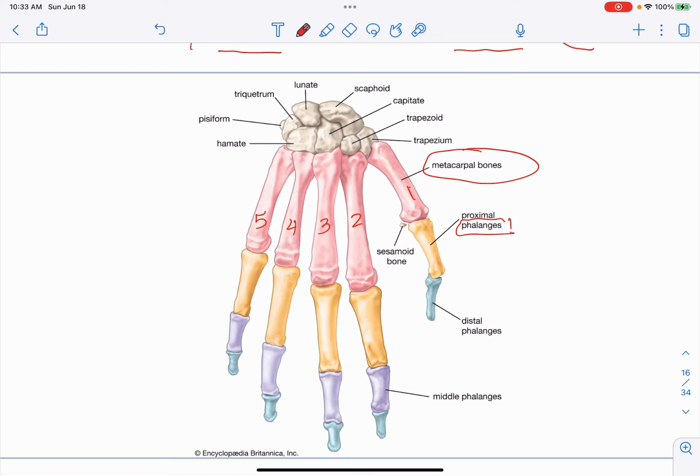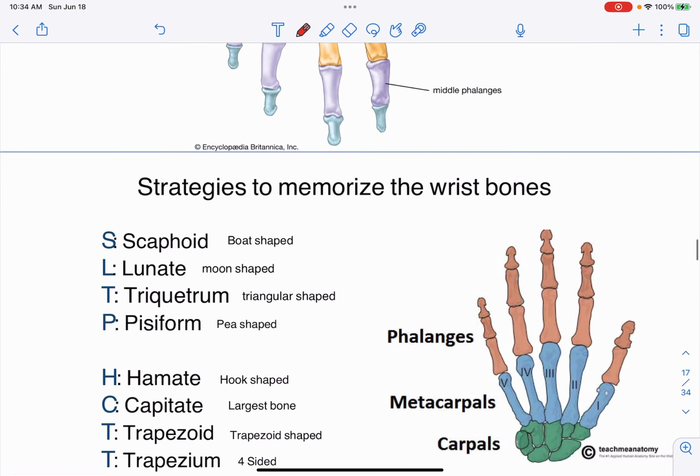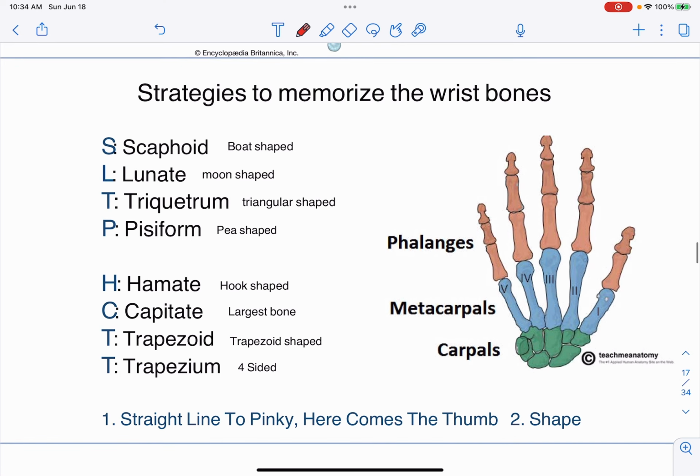So the names of the wrist bones came from the shape that the bone takes on. So again, these are very small marble-shaped bones in your wrist, and their name kind of describes the shape that the bone is in. So we have trapezium, trapezoid, capitate, scaphoid, lunate, triquetrum, pisiform, and hamate. So let me take you back to my mnemonic now and show you how this mnemonic works.